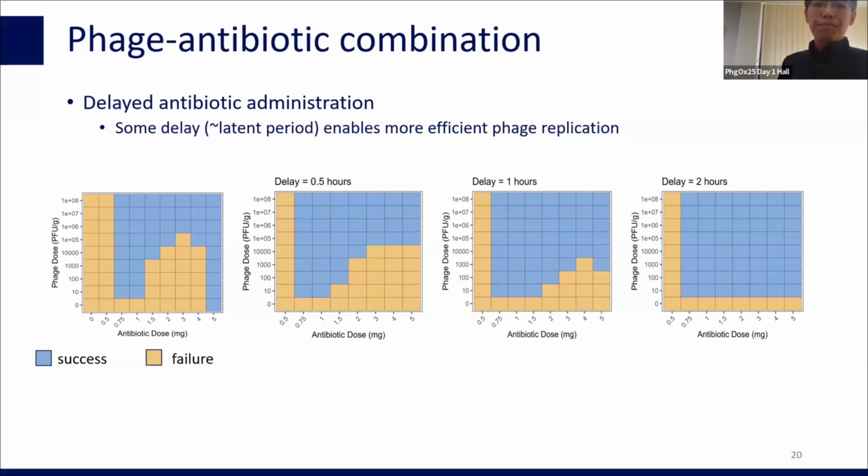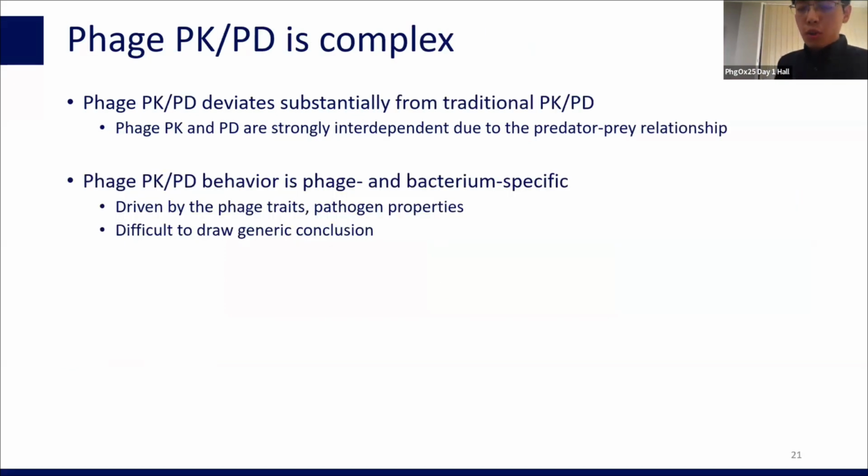Okay, so this is an example I want to show. From these toy simulation examples, we can learn that because of the predator-prey relationship between phages and bacteria, phage PK and PD are so strongly interdependent. We can no longer look at them in isolation anymore, like we typically do with traditional drugs. Consequently, the PK/PD for phages is substantially different from the traditional PK/PD. Our existing PK/PD framework will, most of the time, actually fail.